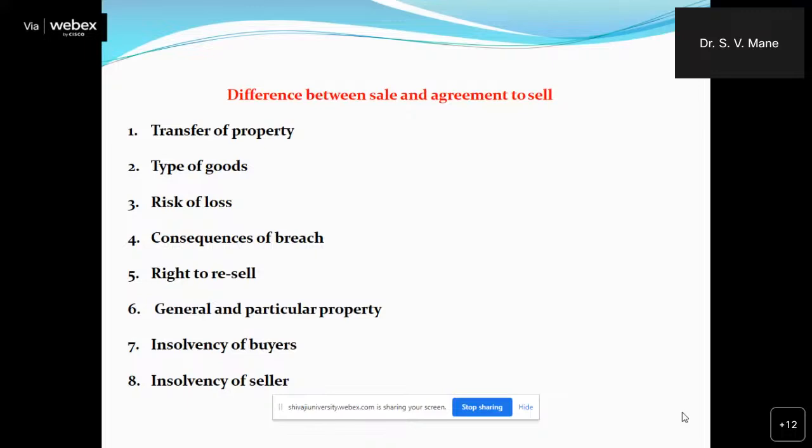Then risk of loss. In case of a sale, if the goods are destroyed, the loss falls on the buyer even though the goods are in the possession of the seller. And in the agreement to sell, if the goods are destroyed, the loss falls on the seller even though the goods are in possession of the buyer.